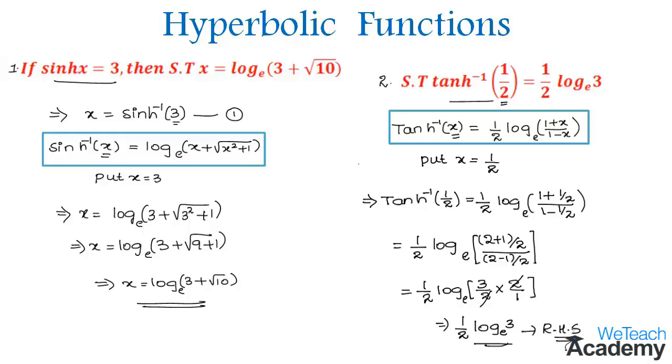So hence we proved that the value of inverse hyperbolic tan 1 by 2 is equal to 1 by 2 log 3 to the base e. And make a note of the formula of inverse hyperbolic sin x and the formula of inverse hyperbolic tan x, as these formulas are useful in solving examples in upcoming videos.